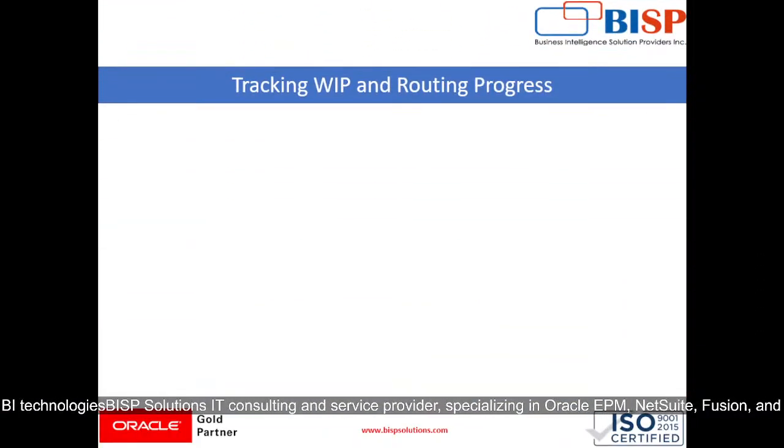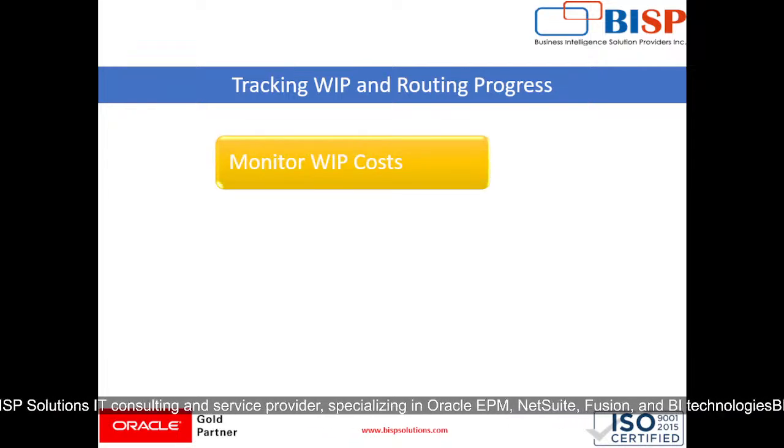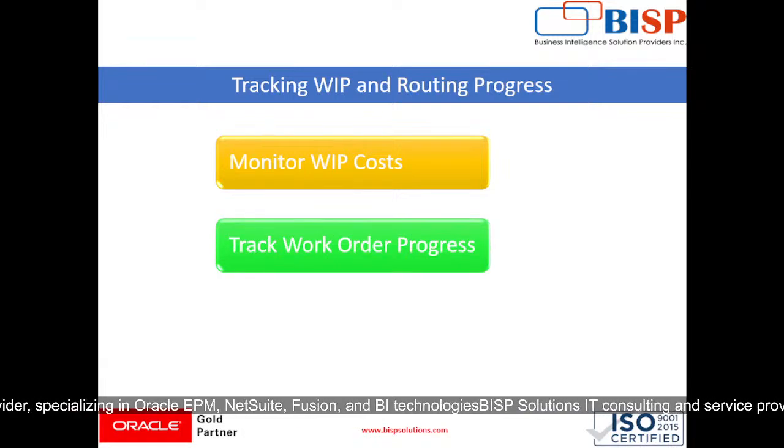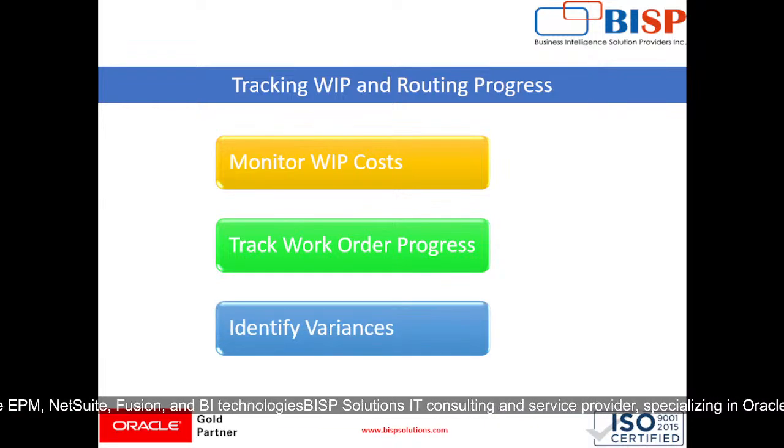If we want to know tracking in WIP and routing progress, we have to monitor WIP cost, where we will be reviewing cost, checking materials, labor and overhead costs for each work order. Then we have to track work order progress, where we track percentage of work completed and remaining tasks. And then we have to identify variances, where we will be identifying differences between estimated and actual cost.